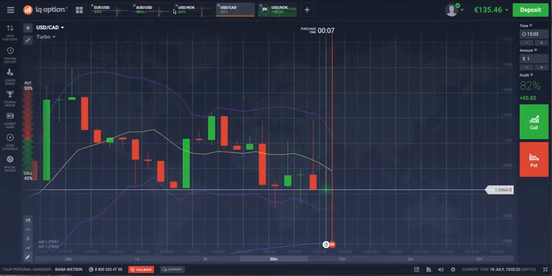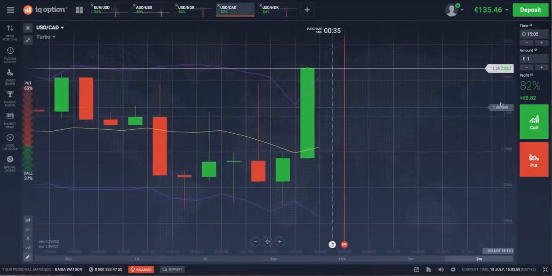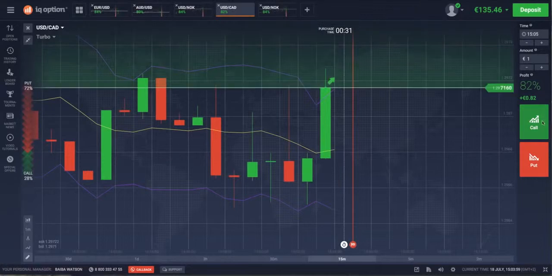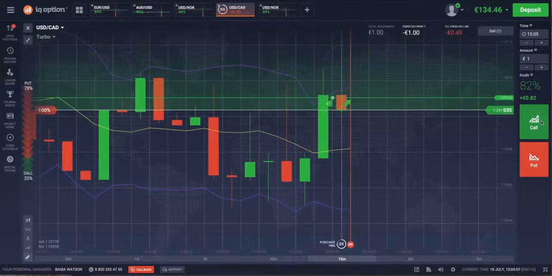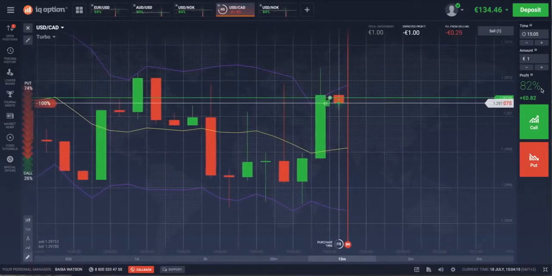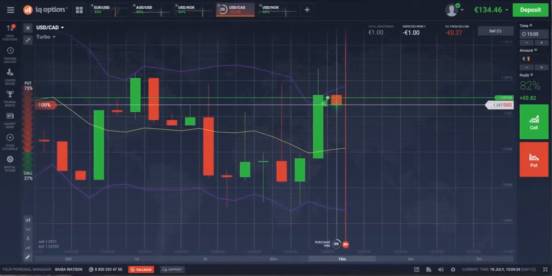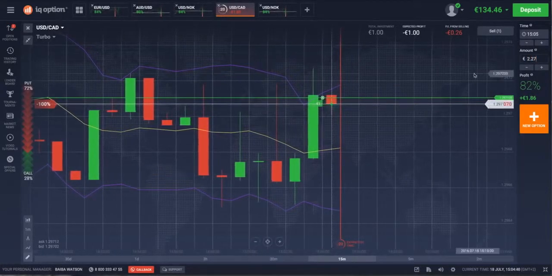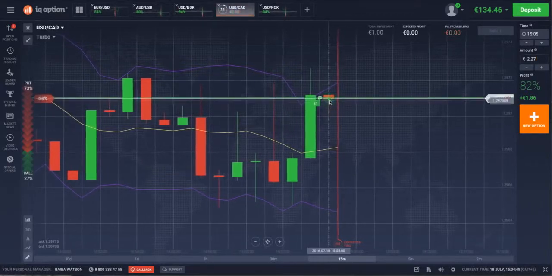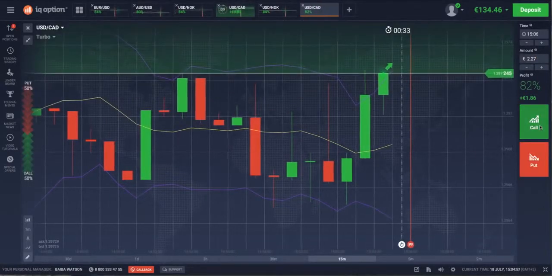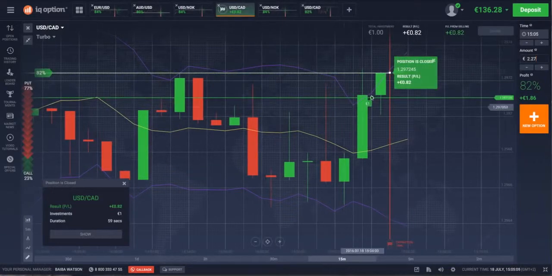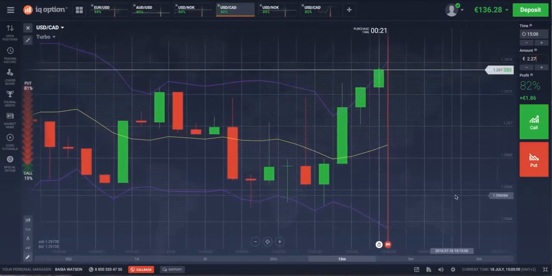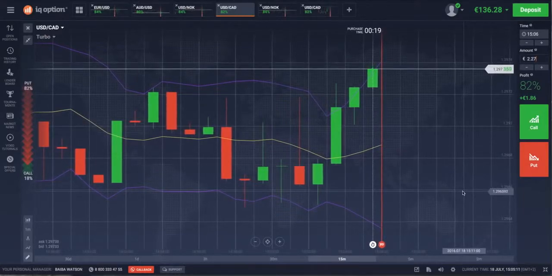Let's wait for another asset maybe. Okay, let's get ready on this USD CAD ascending call. So again, at the first investment we got our payout in the money.